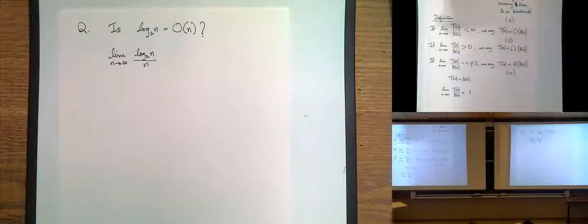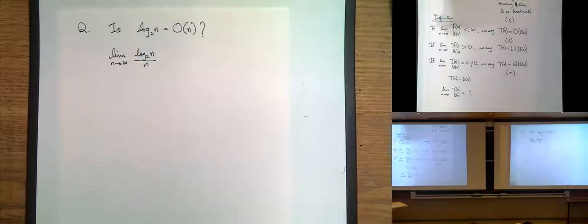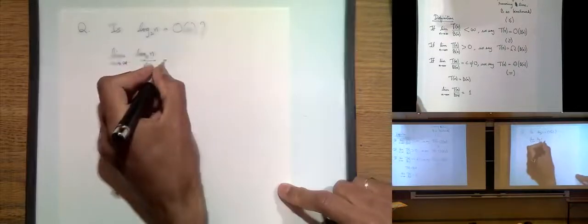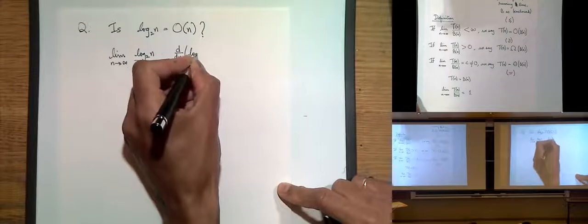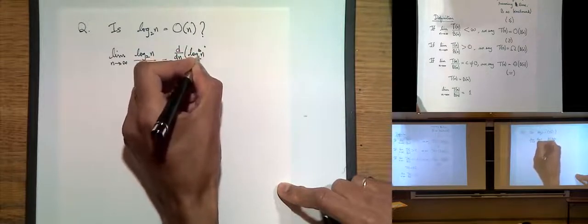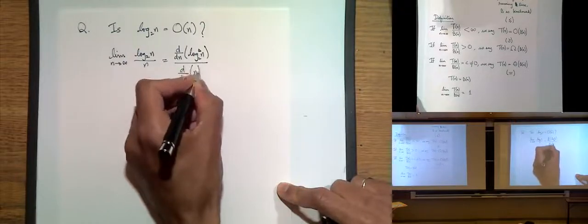Okay, you're 90% there. You had the right idea. Yes, the derivative of log base 2 of n. It's not exactly 1 over n, but it's a constant times 1 over n. Right? It goes to 0. So what you do is you take d by dn of log base 2 of n divided by d by dn of n.